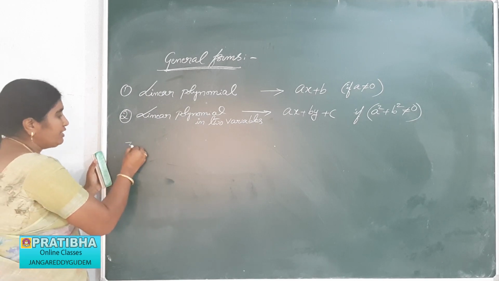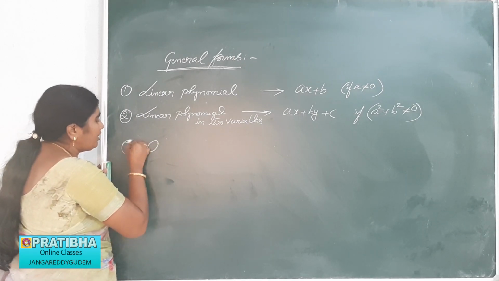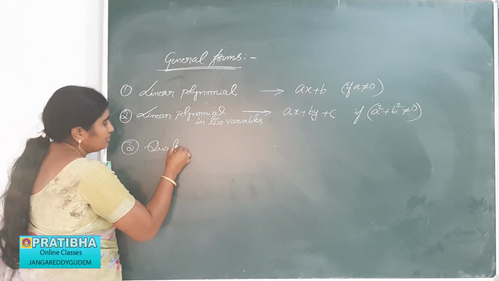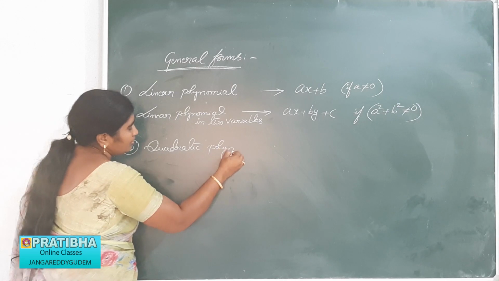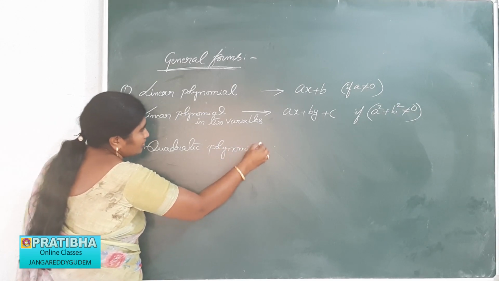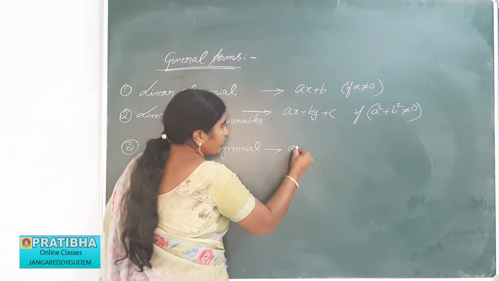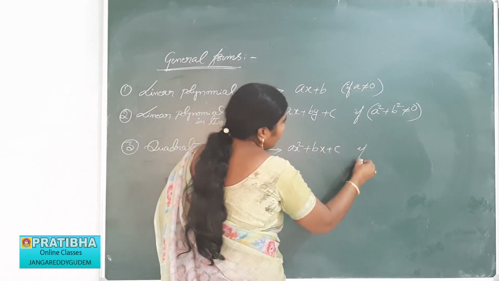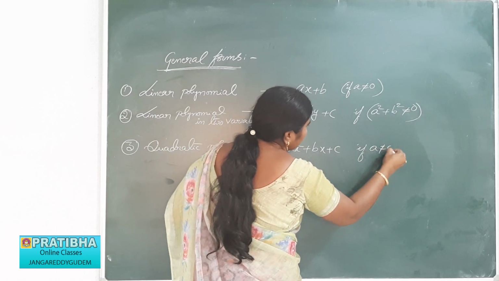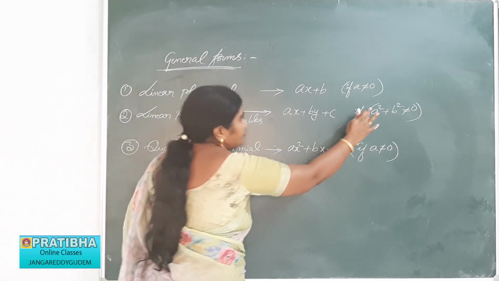Next, the third one is the quadratic polynomial. The general form of the quadratic polynomial is ax square plus bx plus c, if a not equal to 0.